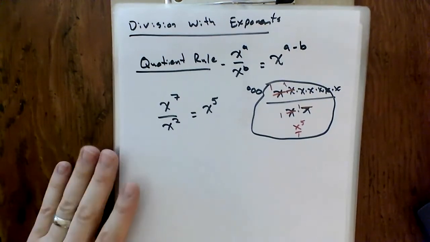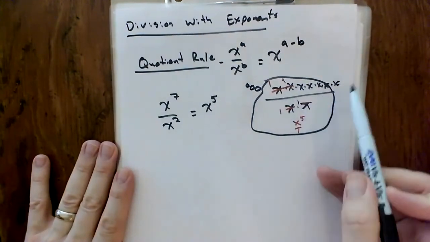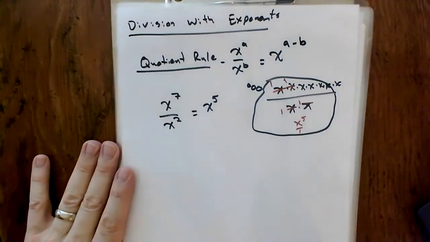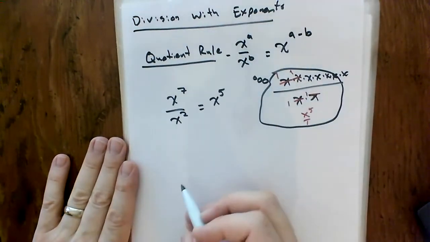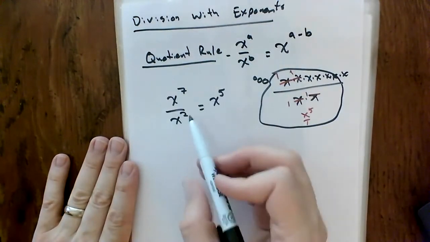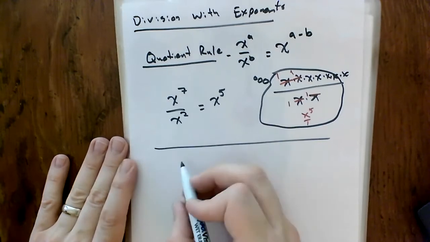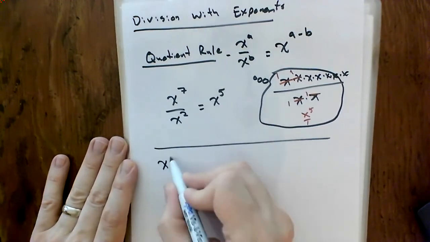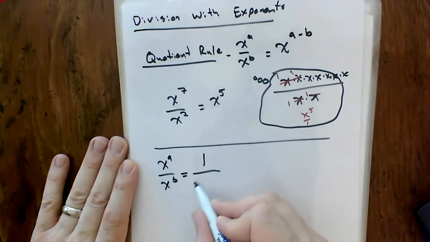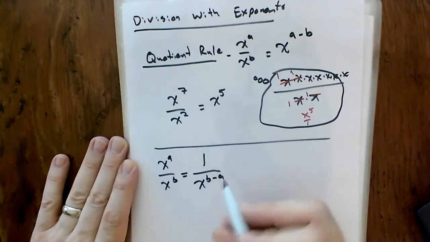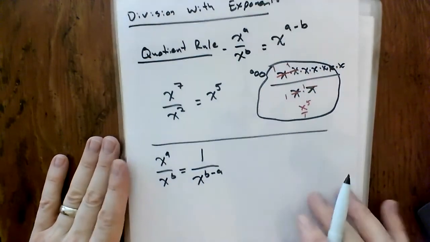Now, I did say we've got a couple corollary rules here. You'll notice that I've got more x's on the top than I do on the bottom. So here is that first corollary. If I've got a higher exponent in the denominator, I'm going to be left with a term not in the numerator, but in the denominator. So our other quotient rule is, if I've got x to the a over x to the b, this could also be 1 over x to the b minus a. I'm still subtracting. It's just this time I'm following the larger exponent.